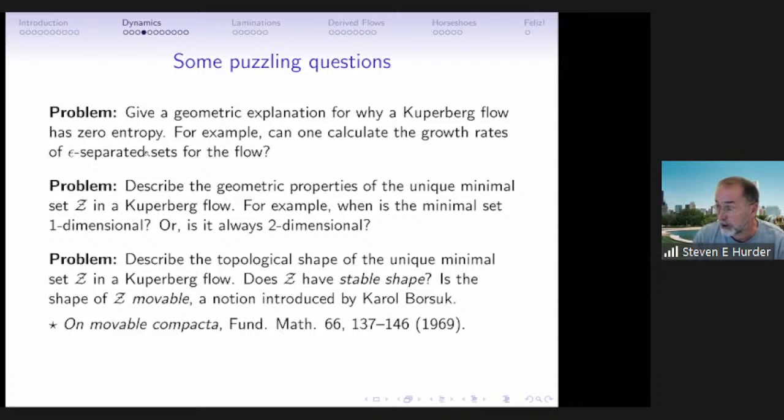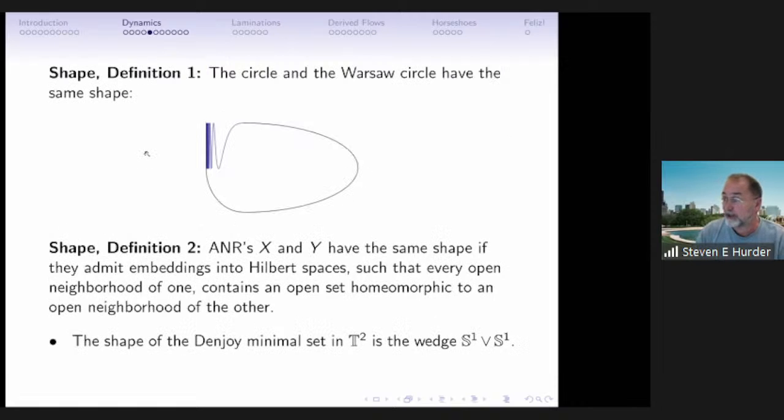So shape is its own world. Here's my one-page definition: the circle and the Warsaw circle have the same shape. That's because if you look at an open covering, they both look like circles. More technical definitions can be made, obviously. But the general idea is, another way to define this is to take a covering by little discs, form the simplicial complex of the nerve, and ask when the two nerves of the objects are going to be homotopic. That's it. I think that's equivalent.